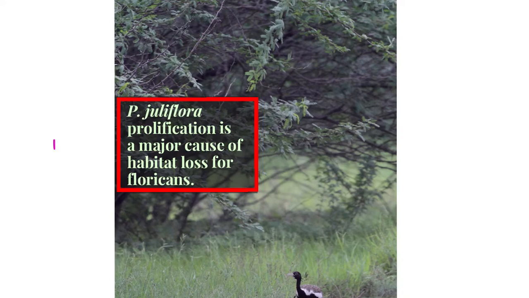The first slide here gives us one more point that can be asked in a multi-statement question about this bird. It talks about a tree species, the proliferation of which has led to major habitat loss for this bird. The name of the tree species is Prosopis juliflora.